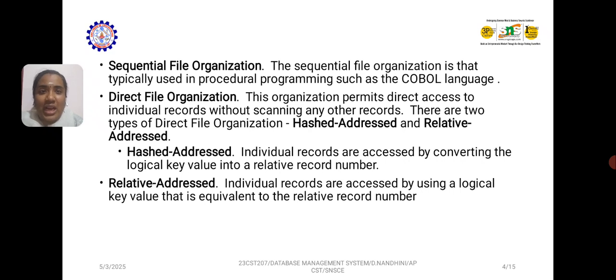What is hashed addressing? Individual records are accessed by converting the logical key values into a relative record number. That means we are numbering each record individually. Next one is relative address. Individual records are accessed by using a logical key value. That is also known as a referential key. We are using it for the referential equivalent to it.